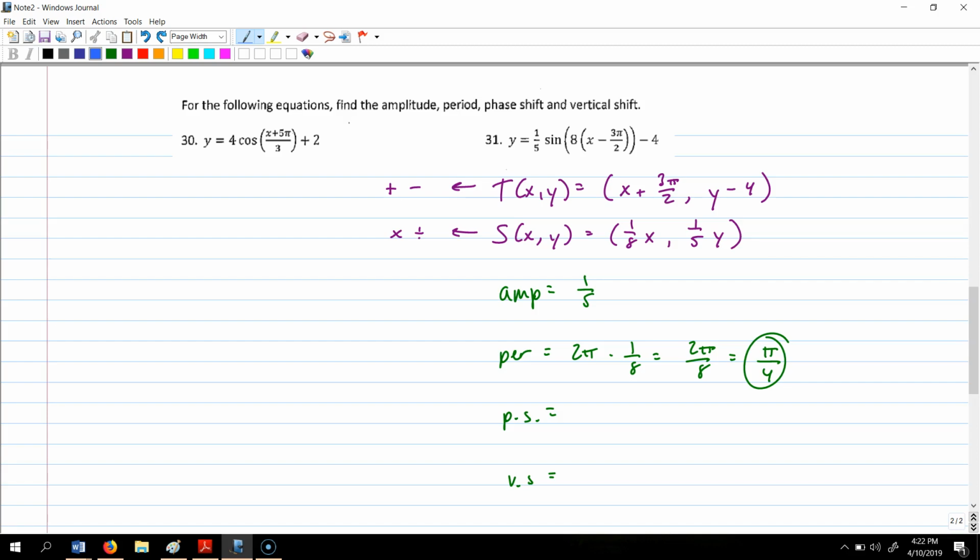Our phase shift, that's our horizontal shift, so that's moving to the right 3 pi over 2 radians, so you can just say 3 pi over 2. Our vertical shift is moving down 4 units, or we could just write it as -4. So that's how we can find those specific pieces of an equation. So again, even though it's not going to ask you to find the rule for the translation and scale change, I really think that's a good place to start.